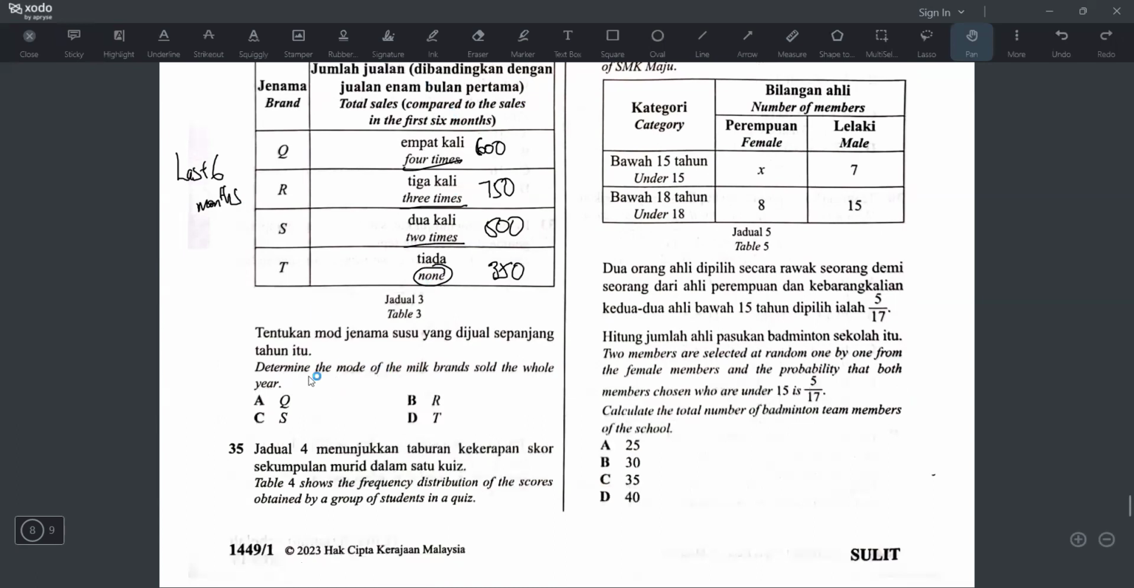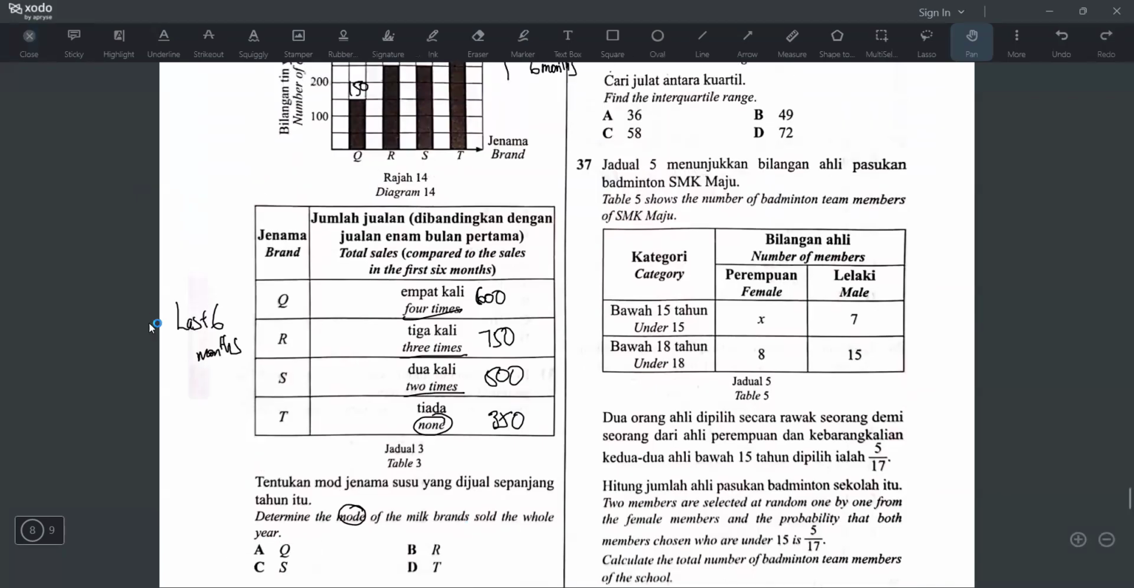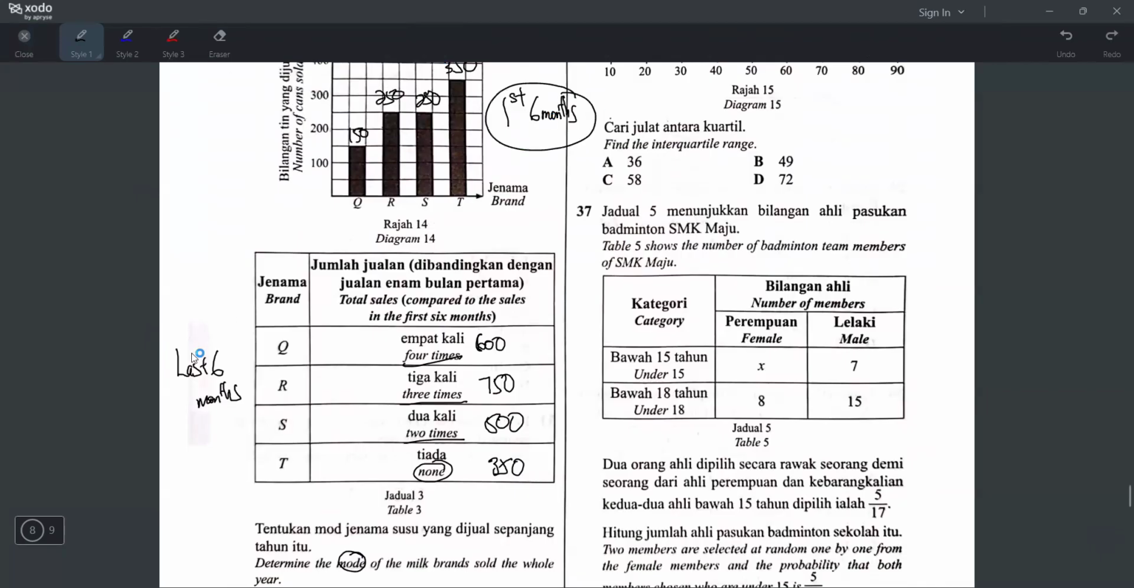Okay, let's see what the question wants. Determine the mode of the milk brand sold the whole year. Okay, mode means you have to pilih yang paling tinggi, the one yang paling tinggi. But they say for the whole year, for the 1 year, bukan for the 6 months. So this one is the first 6 months, this is the last 6 months. So you have to tambah lah, you have to tambah to get the 1 year punya.